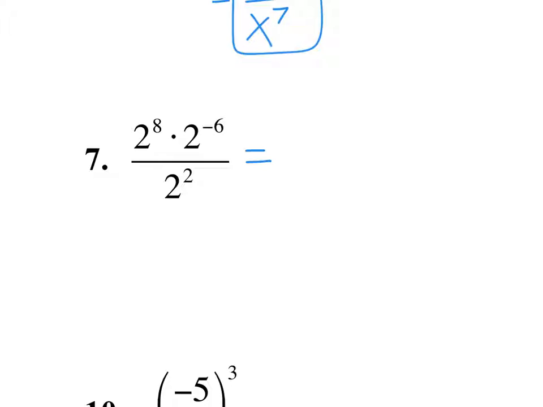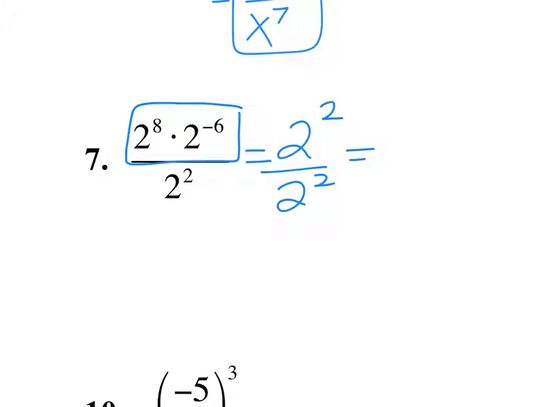All right, here we go. Let's do this. This one has 2 properties to it. We're going to simplify the top first. Those are being multiplied, so what do you do to the exponents? You add them. Then we have 2 squared over 2 squared. Without even doing any property, just look at it. It's the same thing over itself. The answer is simply 1.